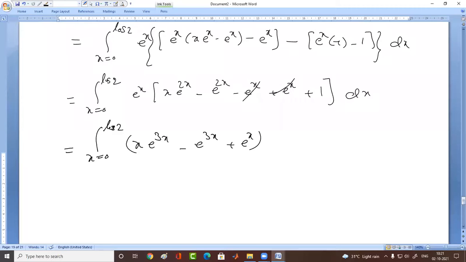I will check the terms, whether it is correct or wrong. x e power 3x minus e power 3x plus e power x. Very good. Fine, correct. No mistake up to this one.